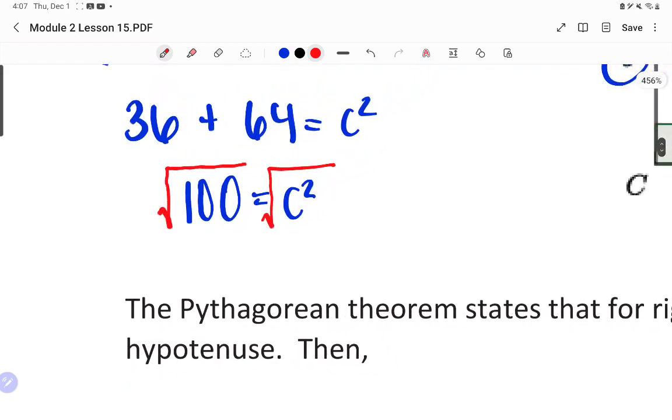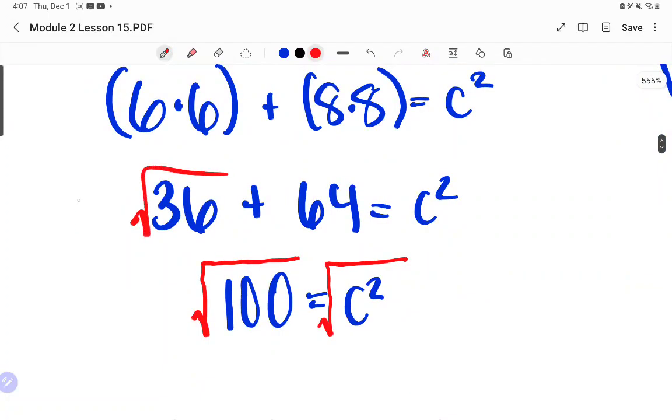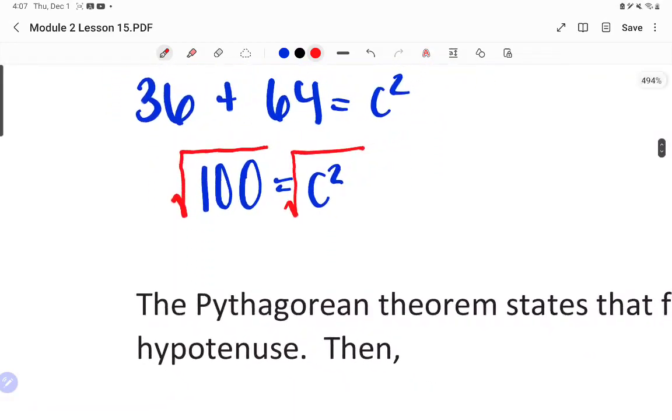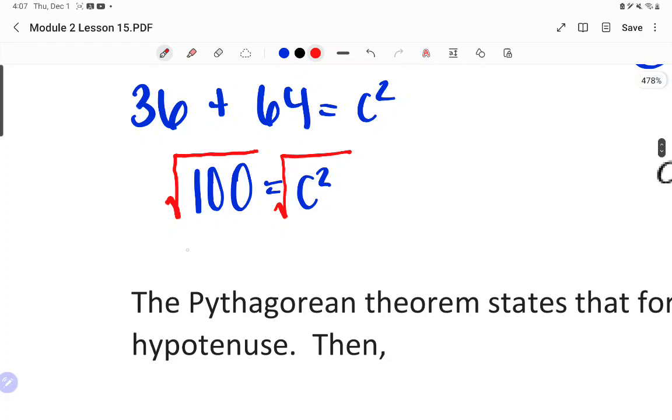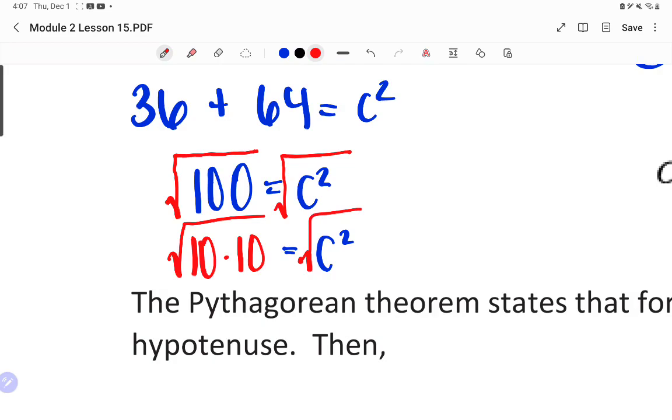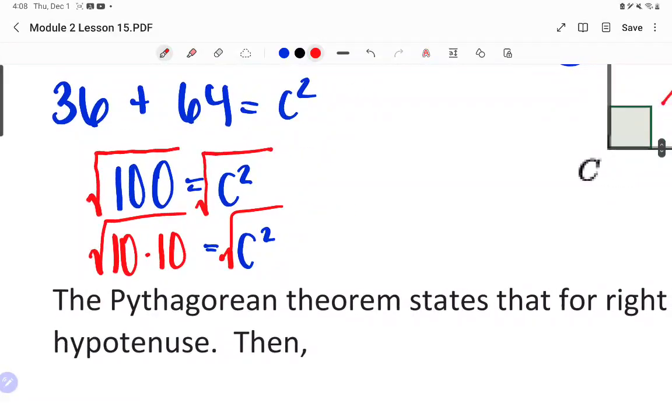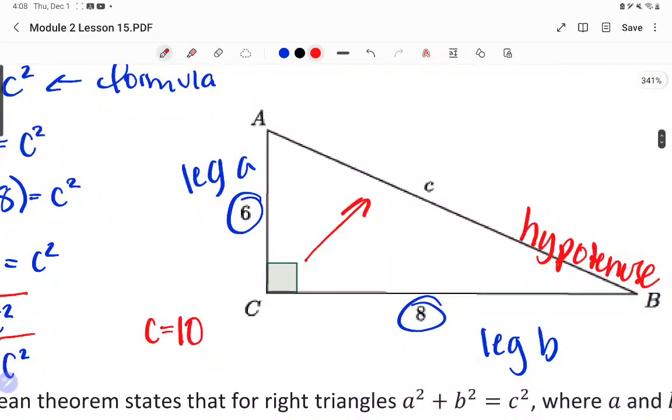So basically, the square root of 36 is 6, and the square root of 64 is 8. So we have to find the square root of 100. In our little square root symbol, I know that 10 times 10 equals 100, and that's going to be equal to c squared. Since I know that 10 times 10 equals 100, that means the square root of 100 is 10. So c equals 10. And that's the length of our hypotenuse.